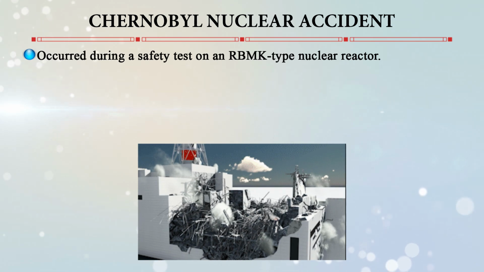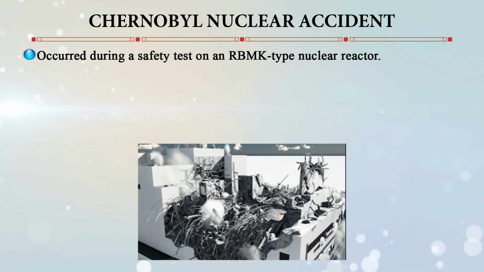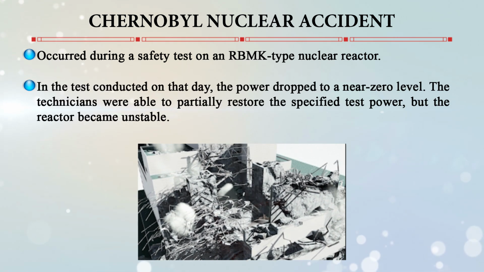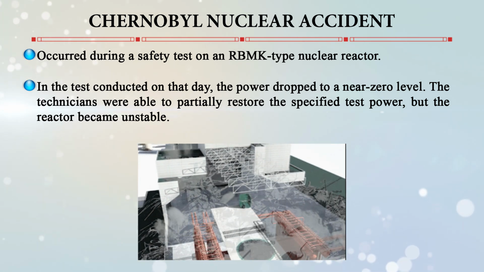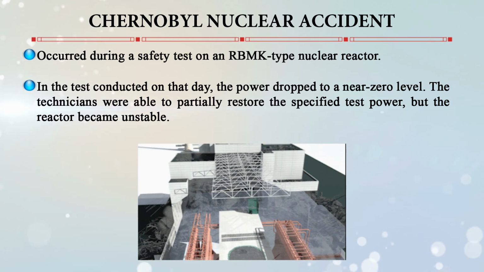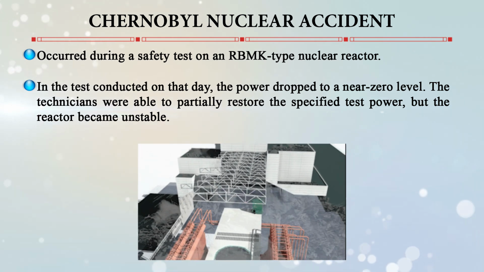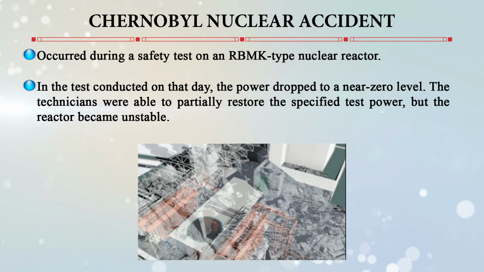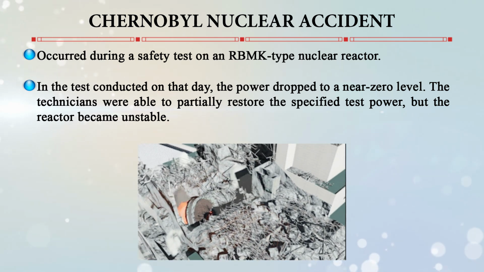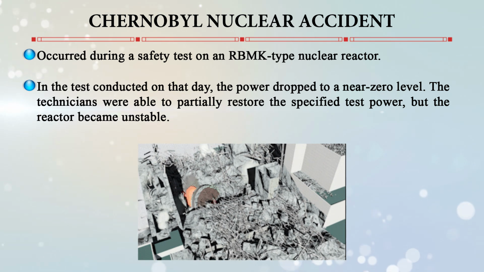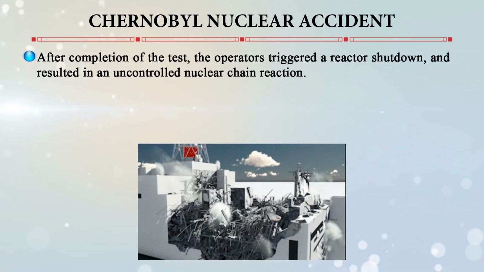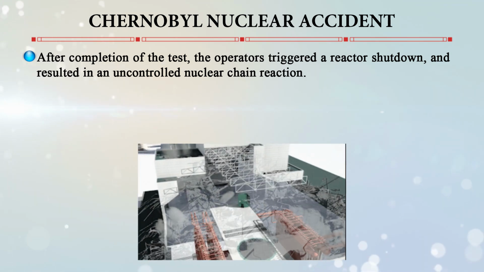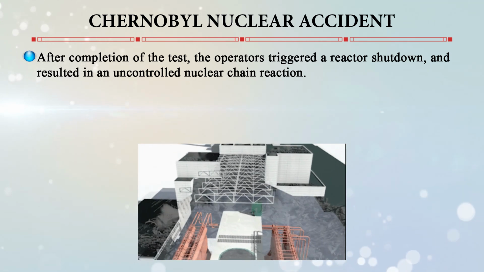Now, this disaster occurred during a safety test that was conducted on an RBMK type nuclear reactor. Let me tell you that these tests were already conducted a few times even before this, and this was another one of them. And in the test conducted on that day, the power dropped to a near zero level, and the technicians were only able to partially restore the specified test power, but the reactor became unstable. After completion of the test, the operators triggered a reactor shutdown, and this resulted in an uncontrolled nuclear chain reaction.